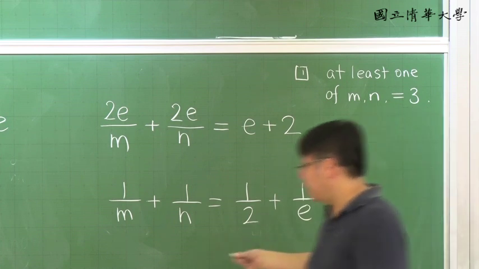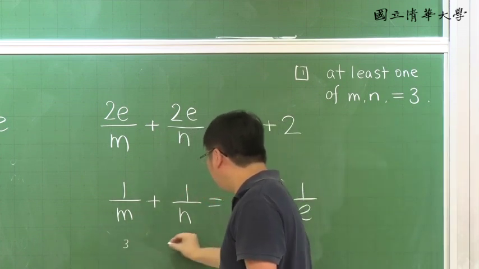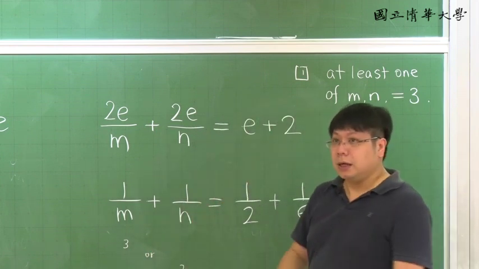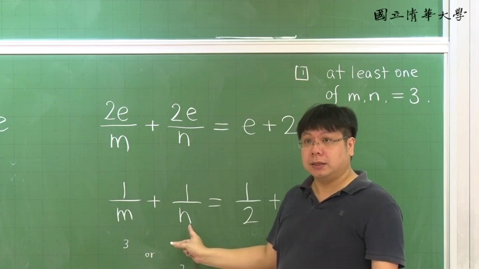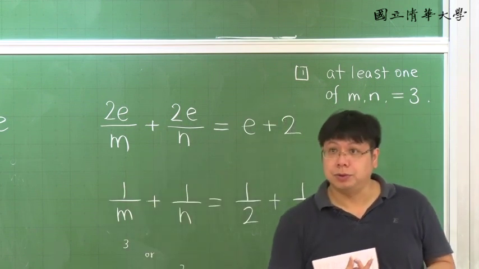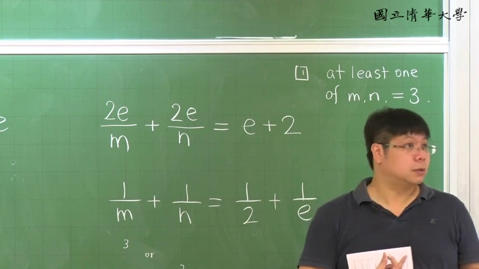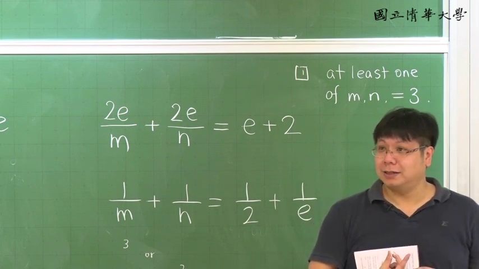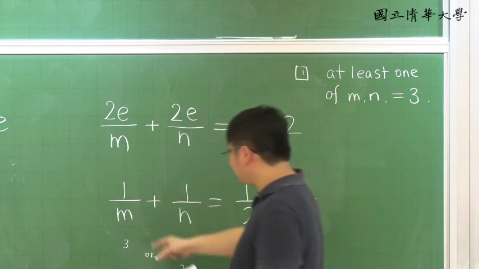So what we are claiming is that m has to be 3 or n has to be 3. If both of them are not equal to 3, then the left-hand side must be smaller than or equal to 1 over 2. Is that okay? Just put in the figures.